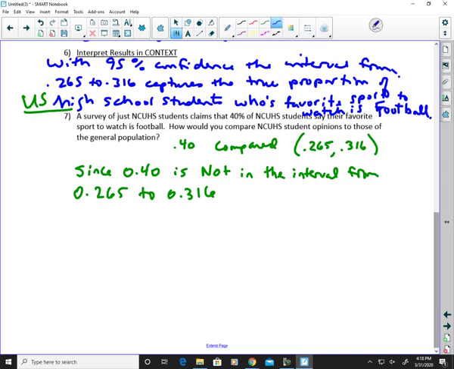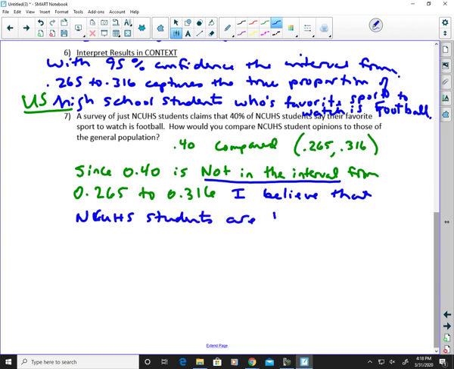I would say, since this is not in the interval from 0.265 to 0.316, I believe that NCUHS students are different from whom? From USA high school students. That's the idea. If it was in the interval, then I wouldn't think of us as being different. I wouldn't have evidence of us being different.